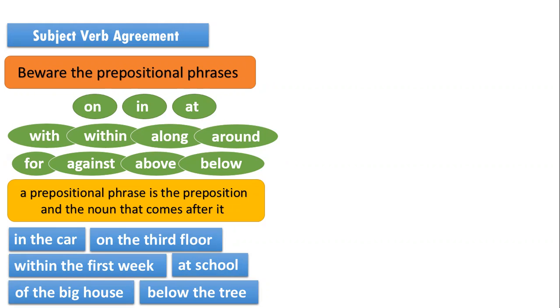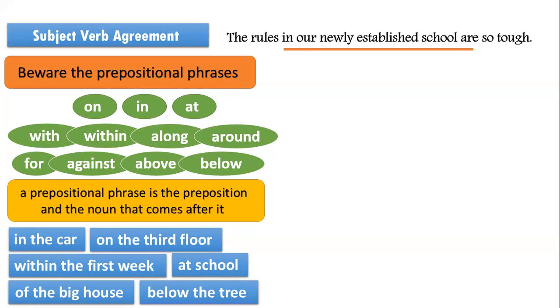Why do I need to know that? Look at this sentence up to the right. The rules in our newly established school are so tough. Where is the prepositional phrase? Here it is. In our newly established school, this is the prepositional phrase. So whenever you have a prepositional phrase, forget about it. Don't count it for the subject. The subject is the word rules.